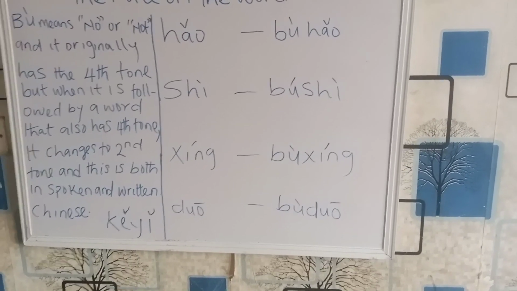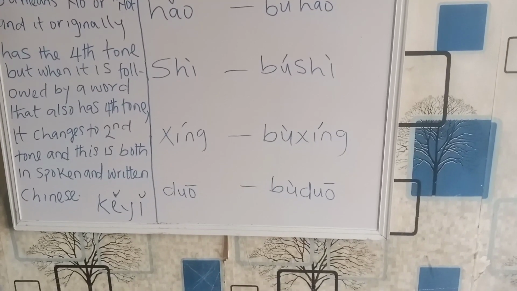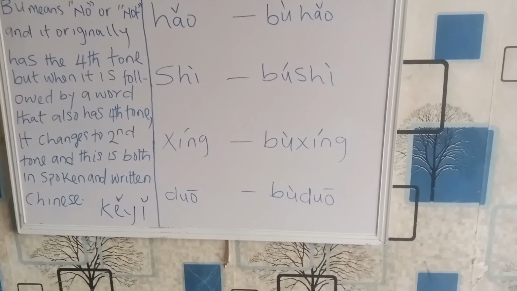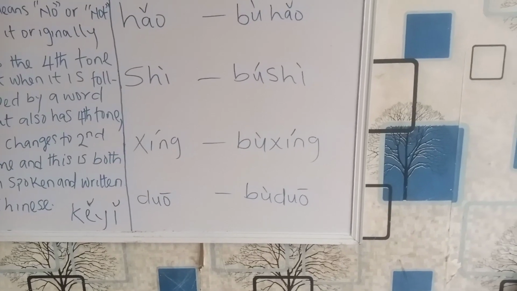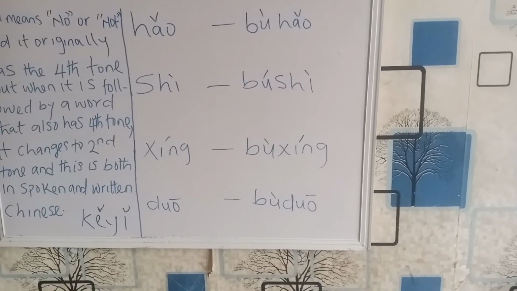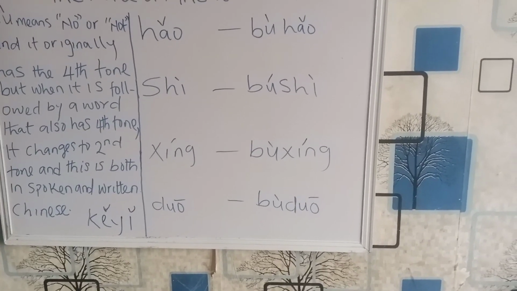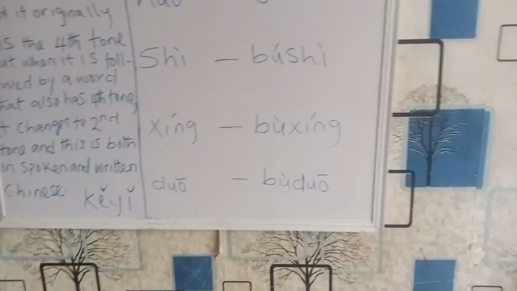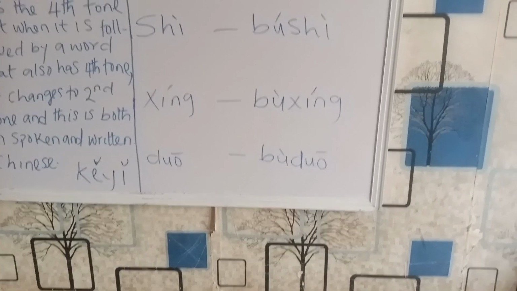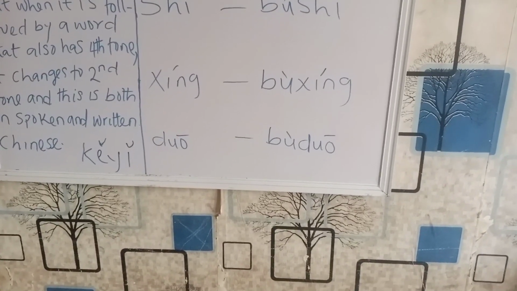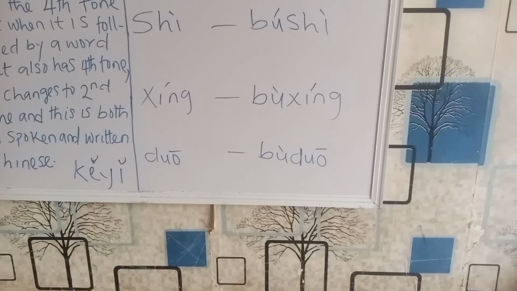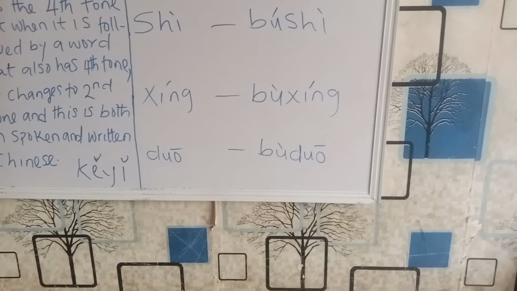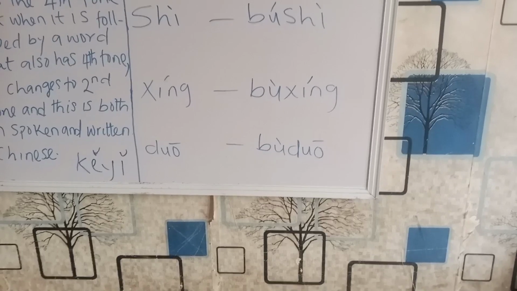Xíng. Xíng means okay. There is another word for okay. You can say hǎo de, but for this context, we are using xíng. If you say bù xíng, you are saying not okay. You can see that bù retained that fourth tone because xíng has second tone. See the last one here, duō. Duō means many or much or a lot. You add bù in front of duō and you have bù duō, meaning not many, not much.